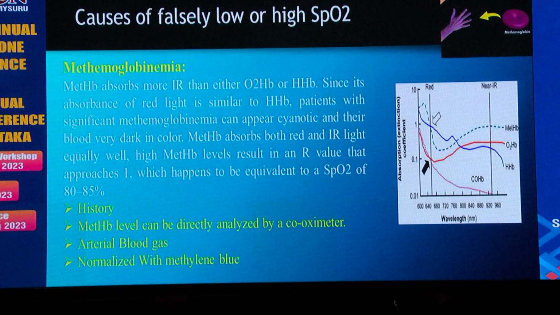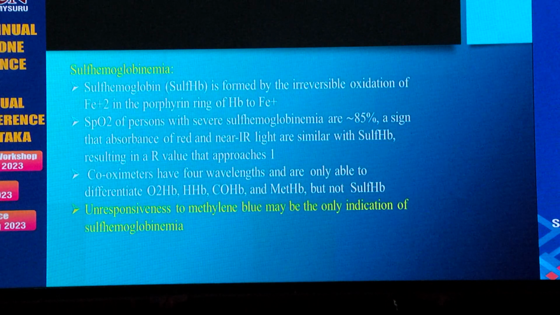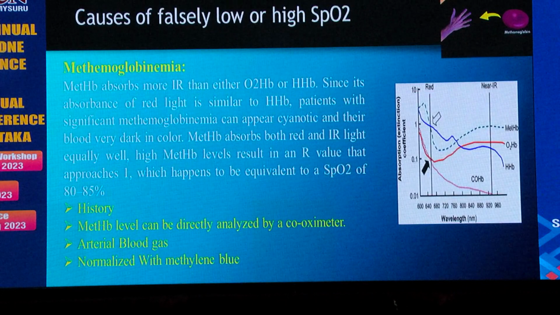So how do you handle this? You take the history, whether any dyes have been taken, usually aniline dyes and things like that. Methemoglobin can be directly analyzed by a co-oximeter in about 50 seconds. Using arterial blood gases and co-oximetry you can measure it. Usually 85%, you take the history and directly analyze with a co-oximeter or take arterial blood measurements. Sulfhemoglobin is similar to methemoglobin. The other most important thing is, in methemoglobinemia, if you give methylene blue, it will be corrected immediately. That's the most important thing.